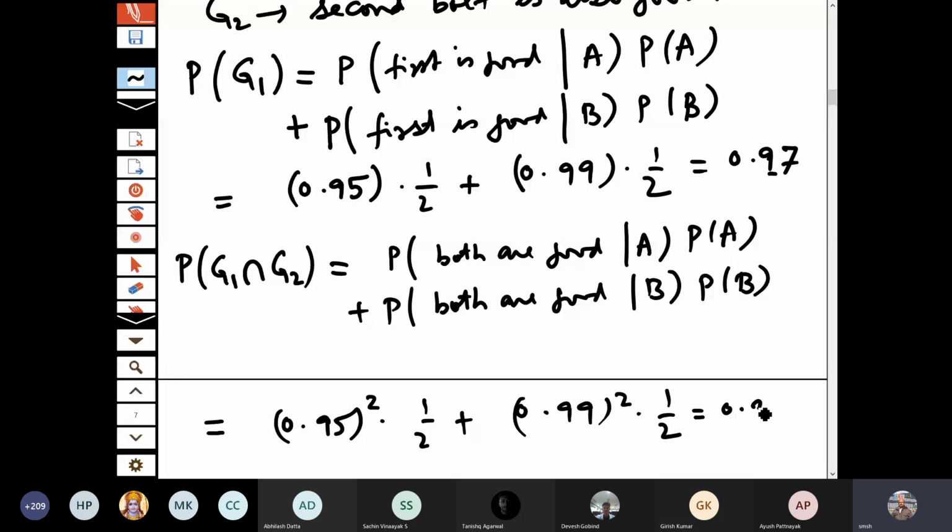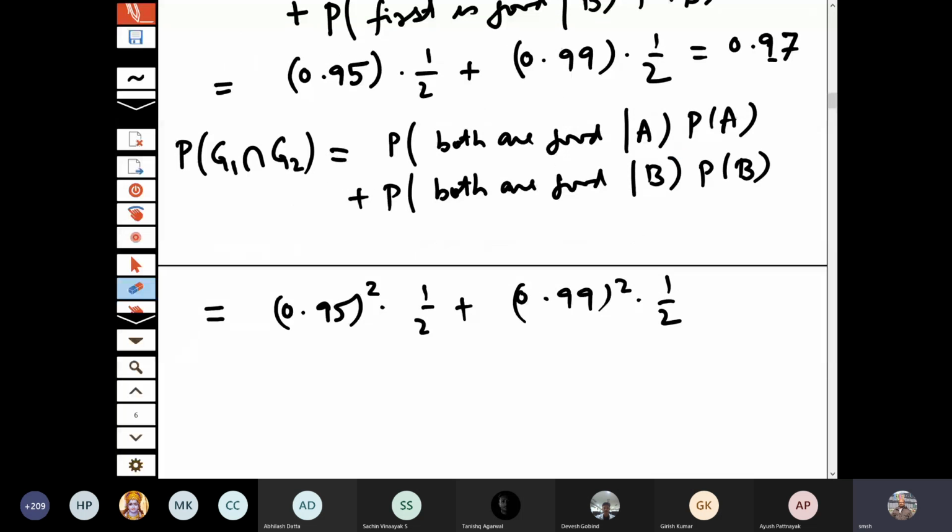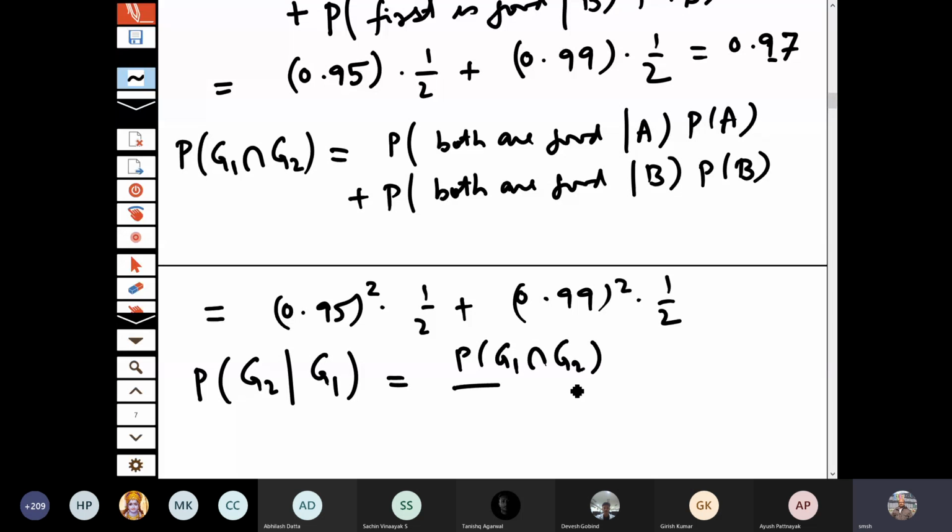It is 0.9704. Sorry, there is a mistake here. Okay, so then we calculate the ratio, probability of G2 given G1. So it is probability of G1 intersection G2 divided by probability of G1. So this we have calculated. So we just substitute the values, 0.9704.